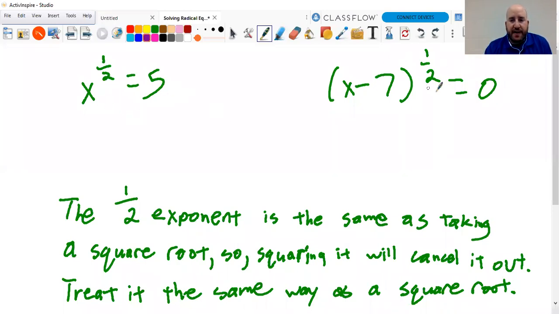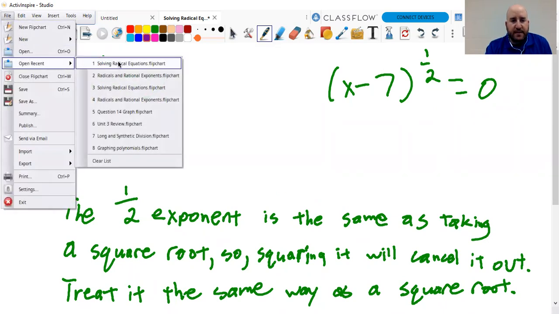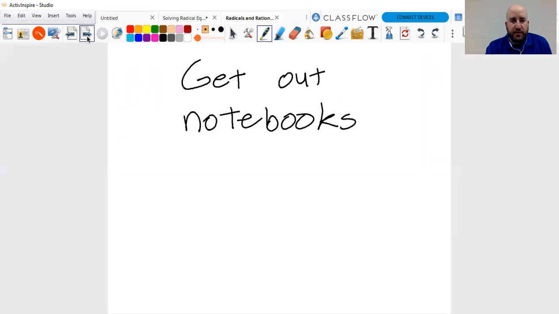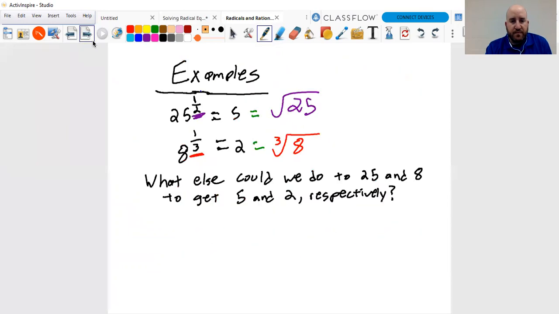x to the 1/2 power equals 5, x minus 7 to the 1/2 power equals 0. The 1/2 exponent is the same as taking the square root. We talked about it on the last set of notes that we saw in the last video. 1/2 exponent is the same as the square root. 1/3 exponent is the same as the cube root.